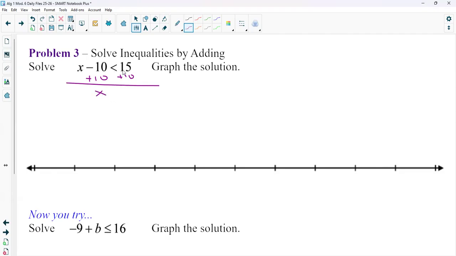We've got x is less than 25. Again, there's no numbers on my number line, so I could just pick 25 wherever I want. And I'm going to go ahead and graph this. This does not have the equal sign, so it's going to be an open circle. And we have x is less than 25. Since it's less than, we're going to go to the left of that circle.